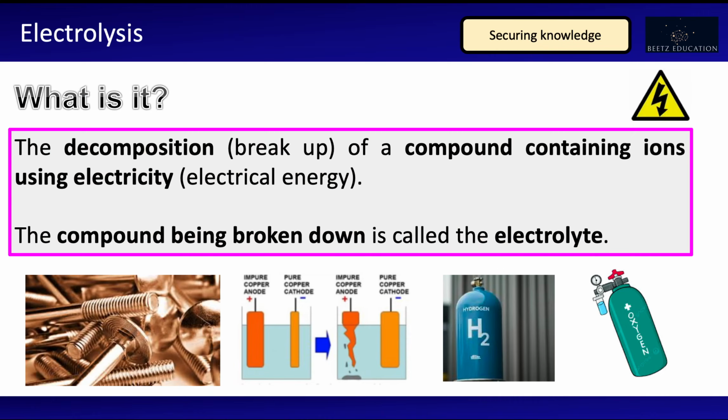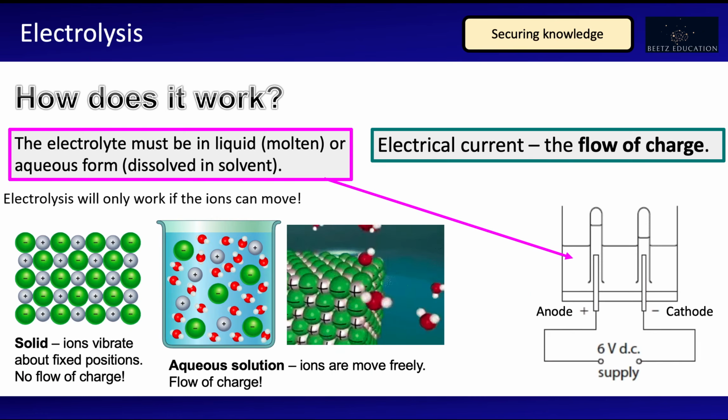Right, what is electrolysis then? It's the decomposition or breaking down of a compound containing ions using electricity. Okay, so that's the type of energy that we're using to perform electrolysis. The compound being broken down is called the electrolyte. Just a quick reminder, for there to be an electrical current, you have to have a flow of charge, okay? And in this case, it's the ions that will be carrying that charge as part of the electrical current.